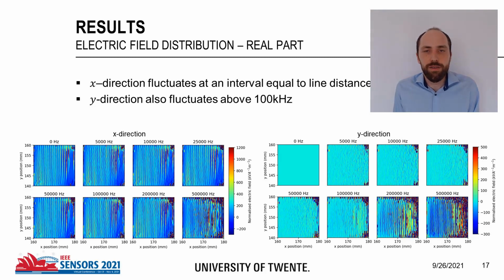Now, if we use the gradient to calculate the electric field from this, we see very clearly that the real part of the electric field in the X direction fluctuates at an interval equal to the line distance. And interestingly, the same happens for the real part in the Y direction at the higher frequencies.